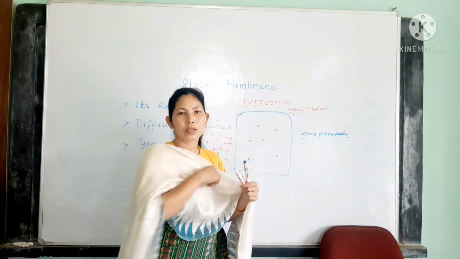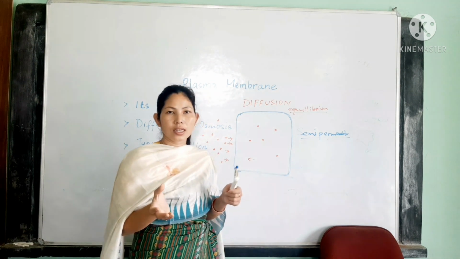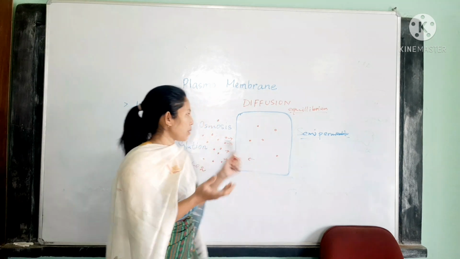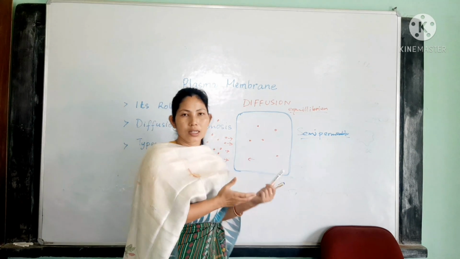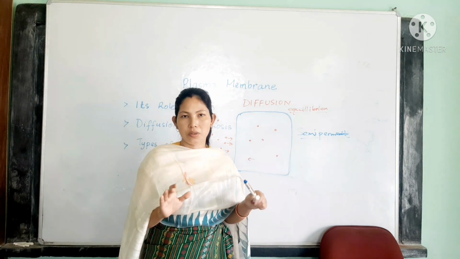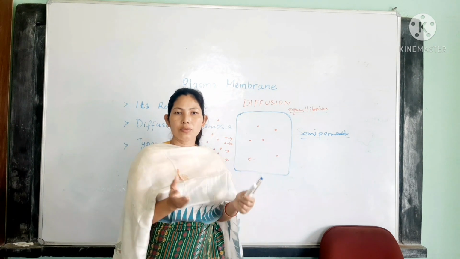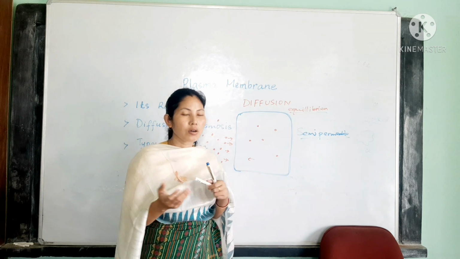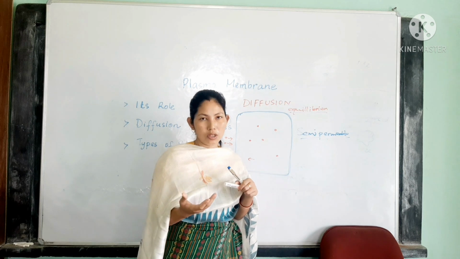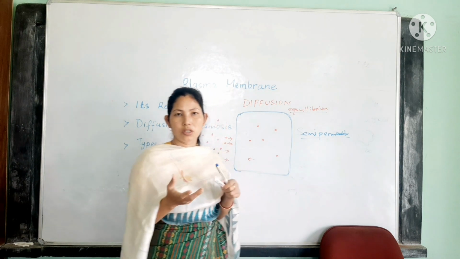When the concentration becomes the same inside and outside the cell, then there will be no movement, right? For example, if the number of molecules outside the cell is 10 and inside the cell is 10, then the movement will stop. So this is how diffusion occurs in a cell, or this is how the plasma membrane allows the entry and exit of molecules. Same in the case of oxygen also.